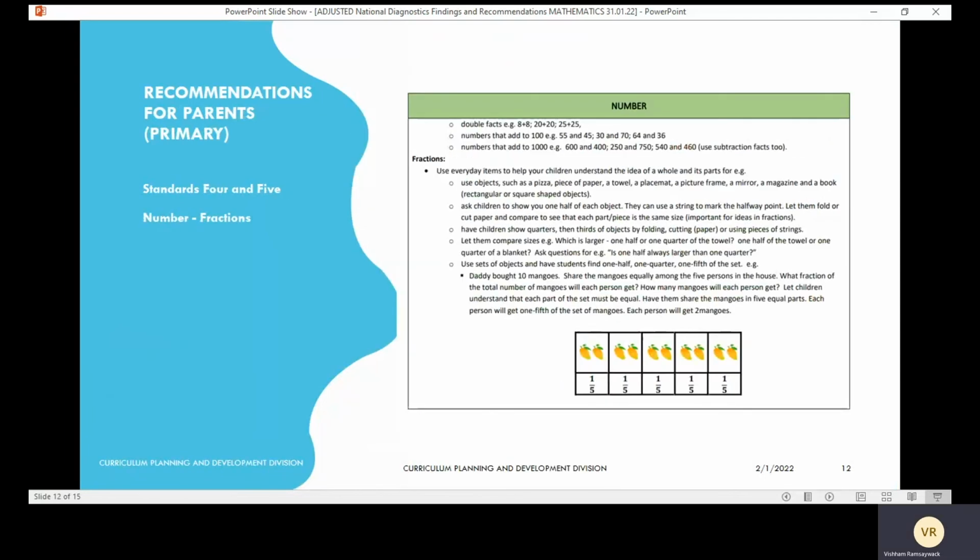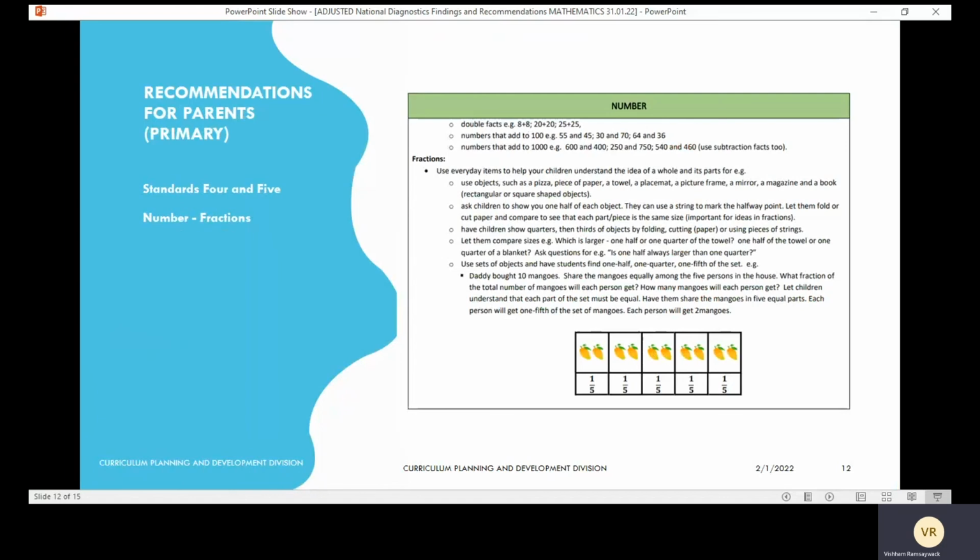Here is another example of a recommendation for parents, and this is for students at the standards 4 and 5 levels, and it's based on number and the concept of fractions. So we want to help our students to build the understanding of fractions around the house, and we want them to do that to develop the idea of wholes and parts.